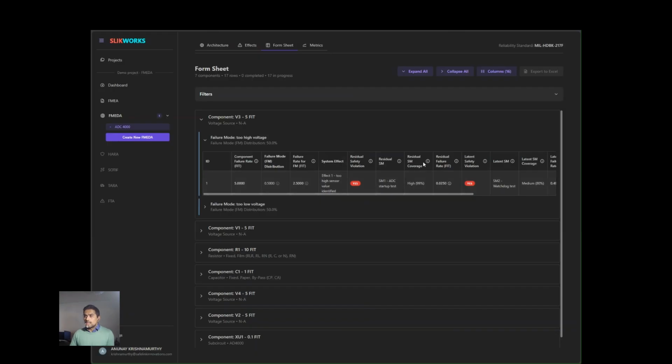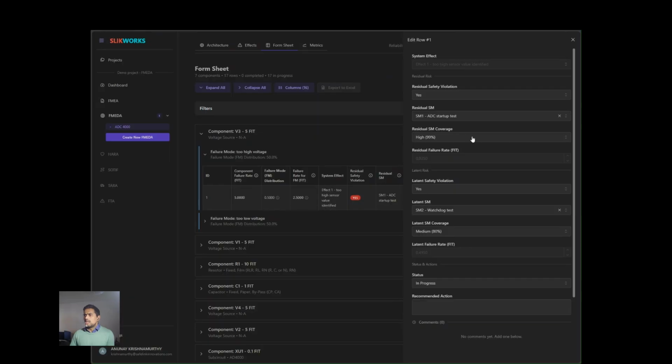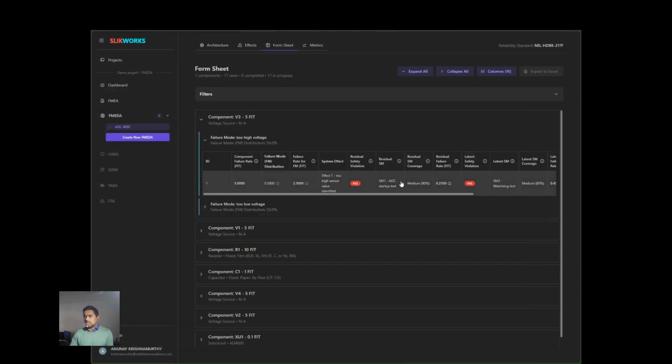Let's assume that the safety measure has a diagnostic coverage of 99%. This is something that can be easily modified. So we can choose whether it's high, medium, low. You could say it's medium coverage and it's 90%. ISO 26262 has a cheat sheet that talks about how to identify what the residual coverage is.